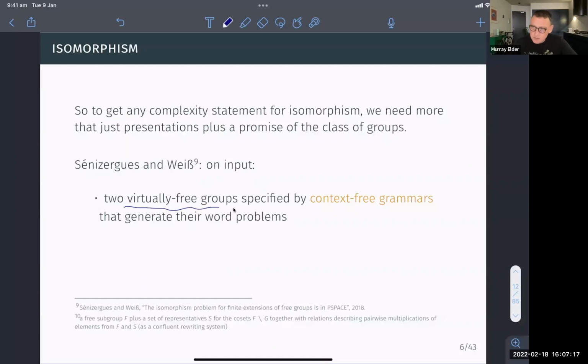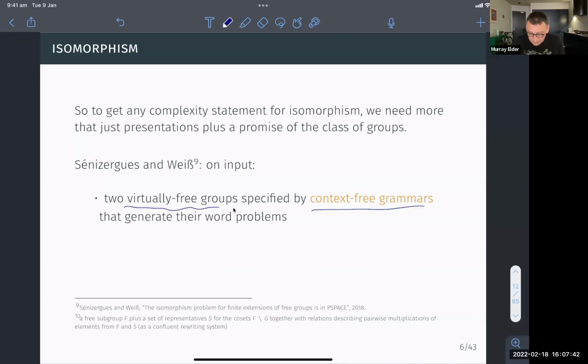And this is two things that they proved. So if you have two virtually free groups specified by something more than a presentation. The first one is a context-free grammar that generates the word problem. And of course, we all know that a group is virtually free if and only if it has a context-free word problem, the collection of all words equal to the identity.